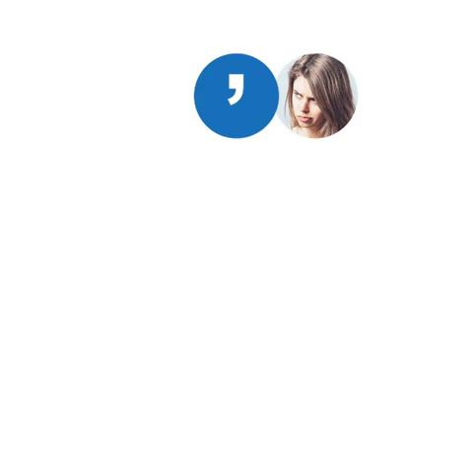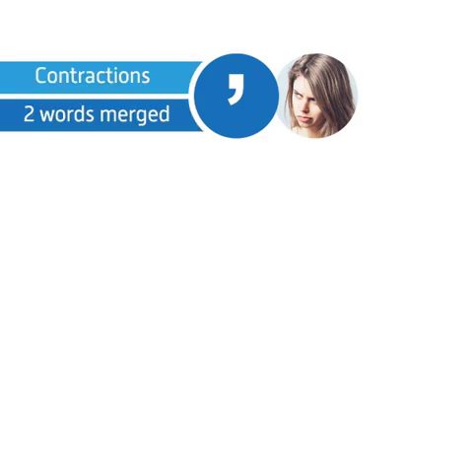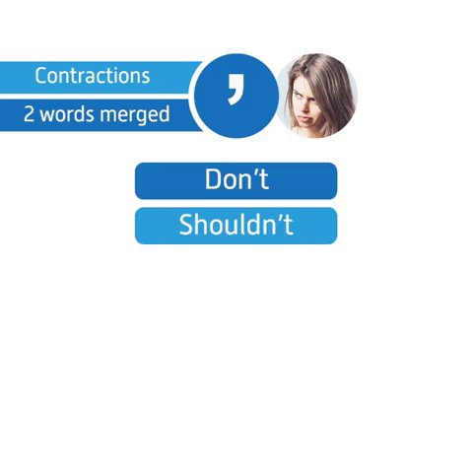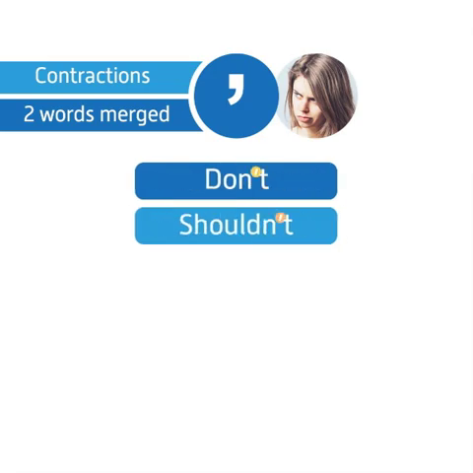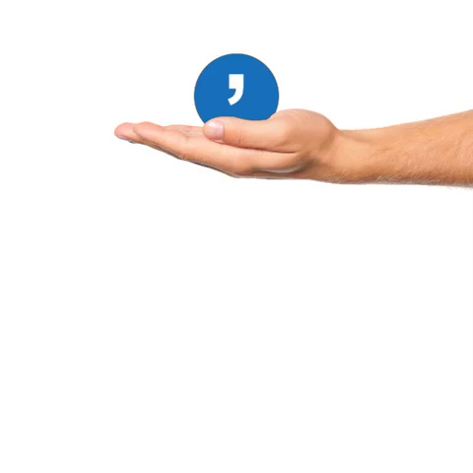We use apostrophes for contractions, which is when two words are merged together. Don't and shouldn't are both examples of contractions. They stand for do not and should not. In each example, the words have been pressed together, a letter has been removed, and an apostrophe fills the space left behind. Apostrophes are also used for possession.